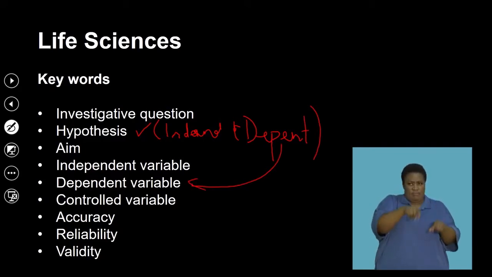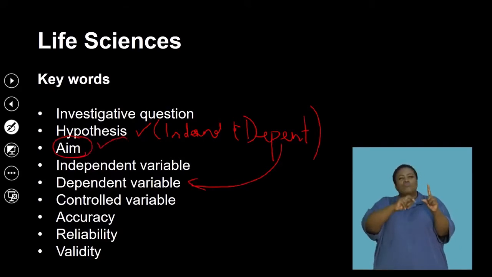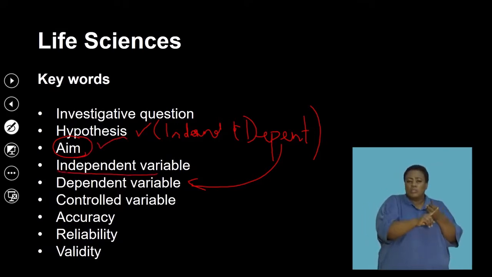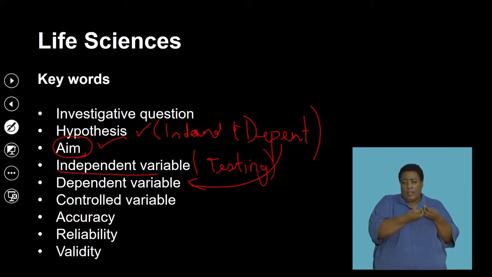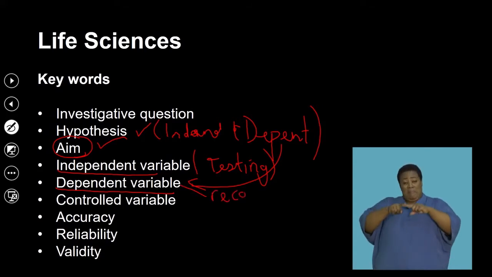Okay, we've got to have an aim, and that aim is essentially an investigative question around what we're trying to establish. We've got to know what our independent variables are, and that's essentially what we are testing or what we have control over. So what are we testing? That's the independent variable. We also need to identify how do we record results. And so what is our dependent variable in this?